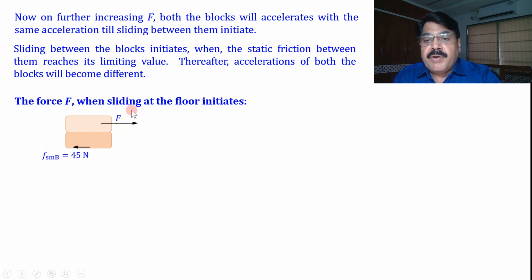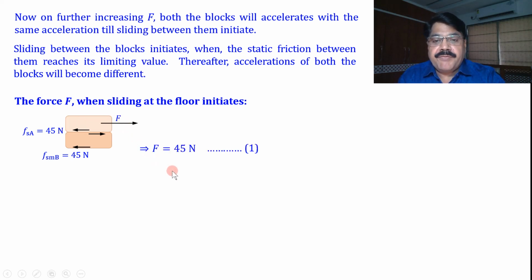And when sliding is about to initiate here, this force has become 45 Newton. So this will also be 45. And these two forces will also be 45, because to make an equilibrium, this force must be 45. So these two are 45. Now this force is the third law pair, this is 45. So to keep this block in equilibrium, this force must also be 45. So F is 45 Newton, say equation number 1. So at this value of F, sliding at the floor initiates and there is no other sliding.